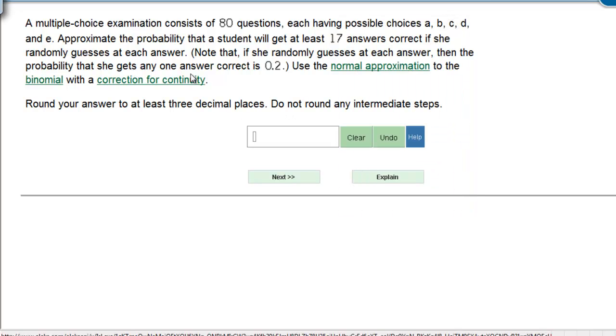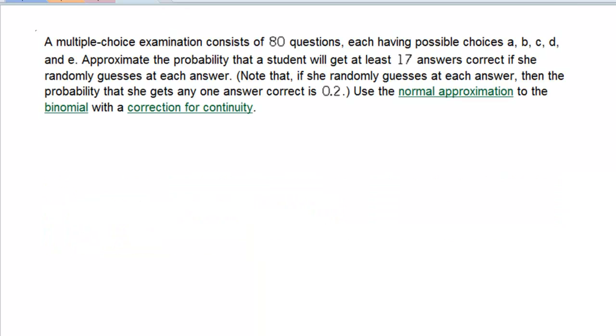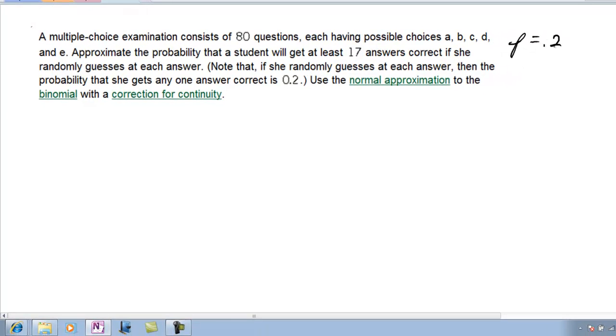We're now going to do this one. A multiple choice exam consists of 80 questions. Actually, let's go here and scroll down. Each has a possible choice of A, B, C, D, or E. So there is a 0.2 chance of success in picking the right answer, a 0.8 picking it wrong.